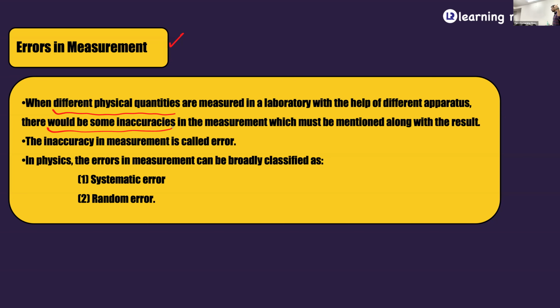I told you the true value in the case of accuracy, no? So the average which you calculate is going to be the true value, right? So when you measure the true value, you will definitely observe some inaccuracy. That also needs to be reported along with your answer. That is what we are seeing. So there would be some inaccuracies in the measurement, which must be mentioned along with the result, which is a true value, right? So the inaccuracy in that measurement is what is given a name called error, right?